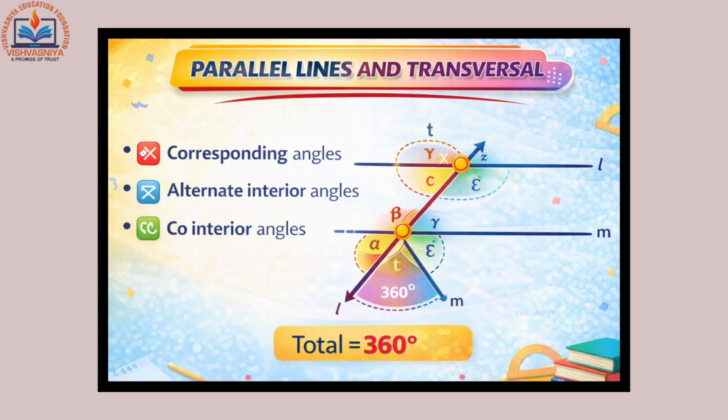When a line cuts two parallel lines, it is called a transversal. This creates several special angles. Corresponding angles are equal. Alternate interior angles are equal. Co-interior angles add up to 180 degrees. These properties are very useful in geometry.